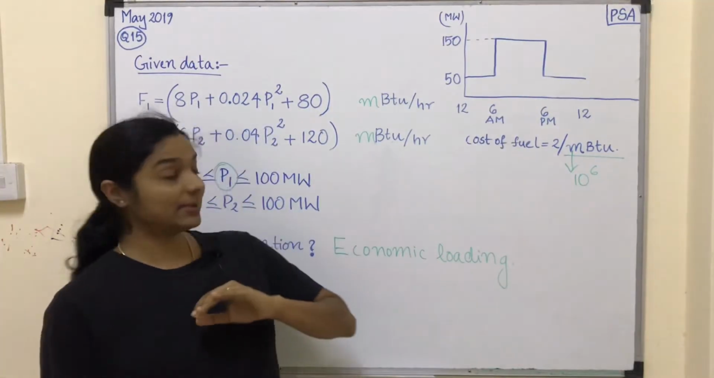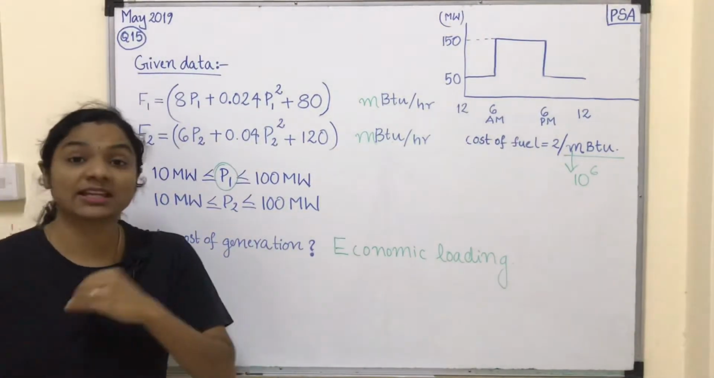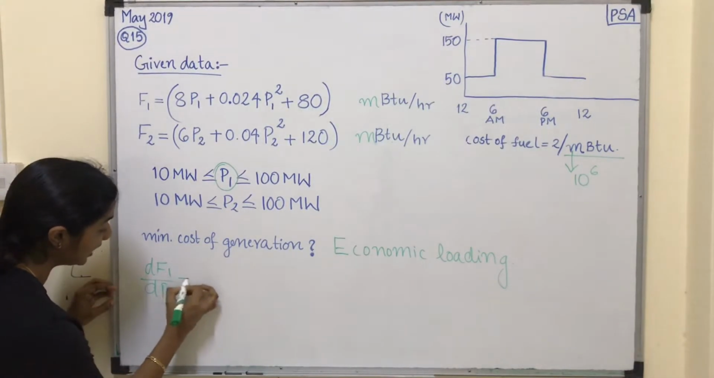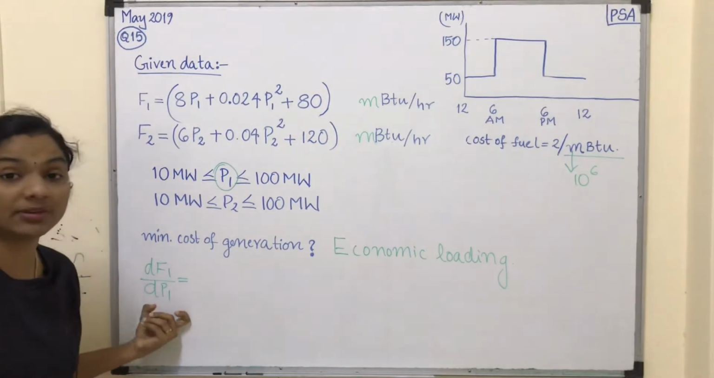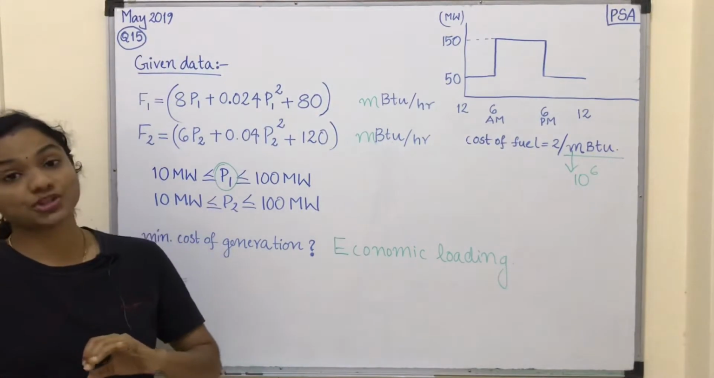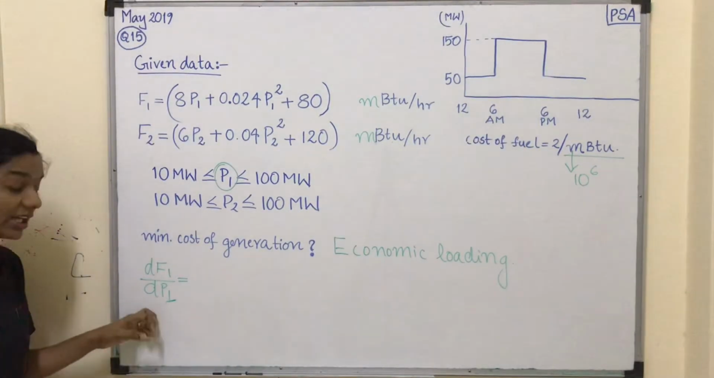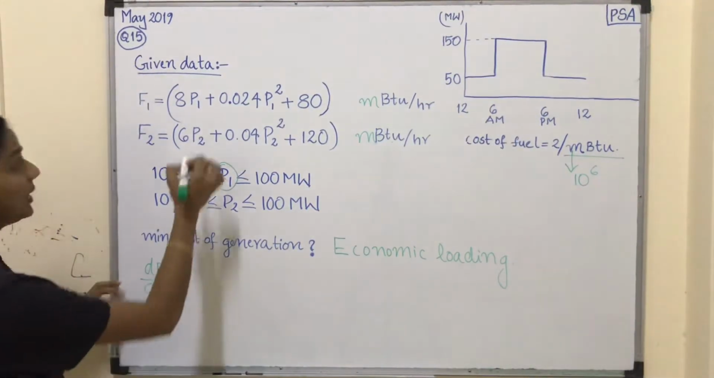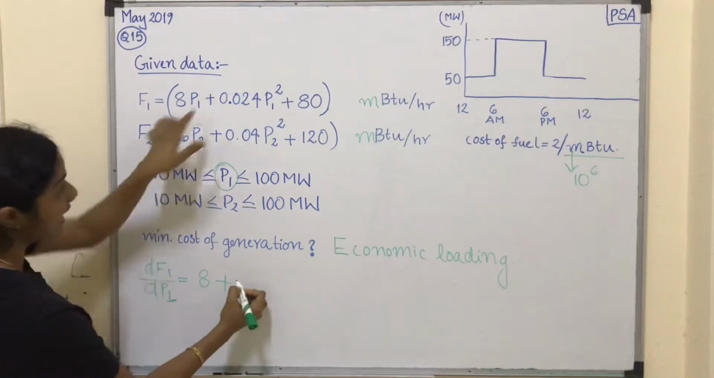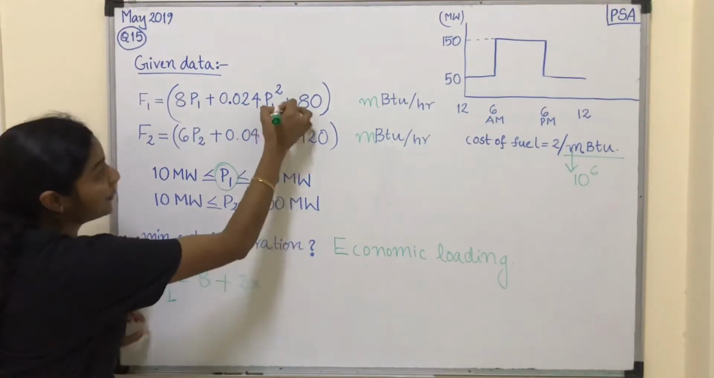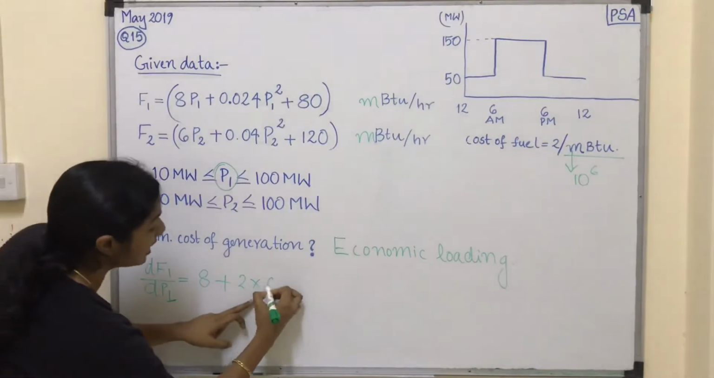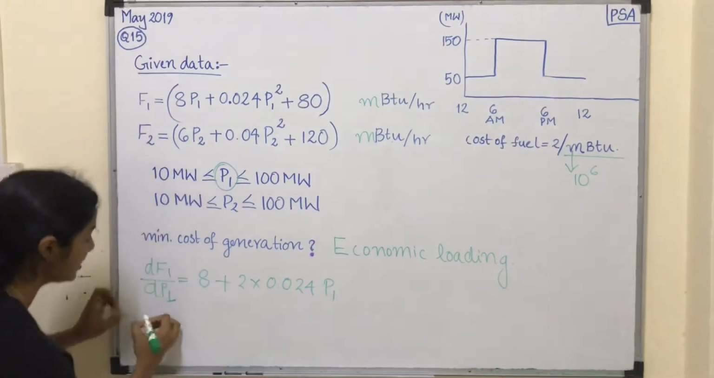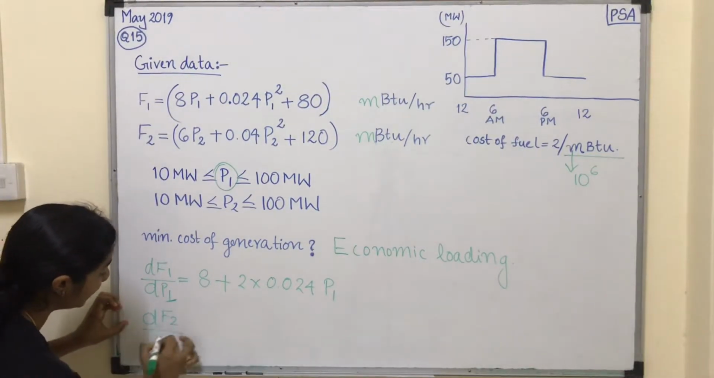From the available data F1, first we can calculate dF1 by dP1. What is dF1 by dP1? We know this is the incremental cost of production for unit 1. And from this equation we can write dF1 by dP1 as 8 plus 2 into 0.024 into P1.